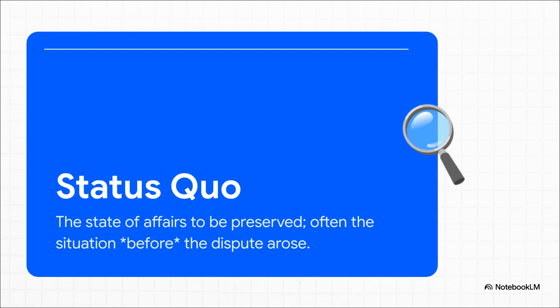Now, another key factor in this whole balance is preserving the status quo. But as Section 14-170 explains, this isn't always what you might think. It's often the state of affairs before the wrongful conduct even began. The Walsh case is a perfect example. The court there preserved the employment relationship as it existed before the dismissal, not after it happened.